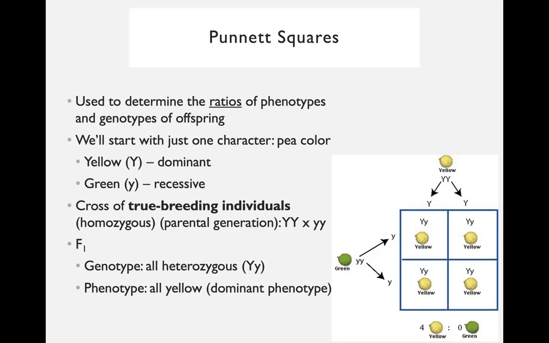So genotype, all heterozygous, big Y, little y. And make sure with each of these Punnett squares, you can tell me what the genotypes are, as well as the genotype ratio. So here it would be 4 to 0. So 4 heterozygotes to 0 of anything else. The phenotype ratio is going to be the same because they're all yellow. Remember, phenotype is what the offspring look like. So 4 yellow to 0 green.